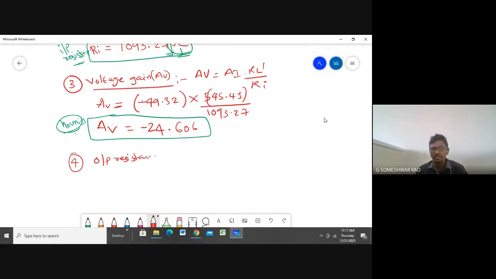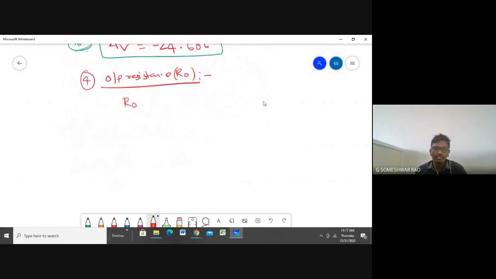So output resistance R naught. What is the formula for R naught? R naught we don't have directly. We have Y naught initially. So what is the Y naught formula? Tell the formula, HRE?